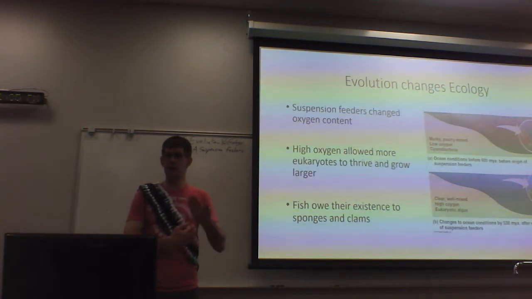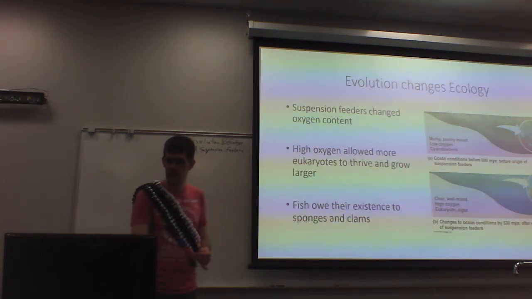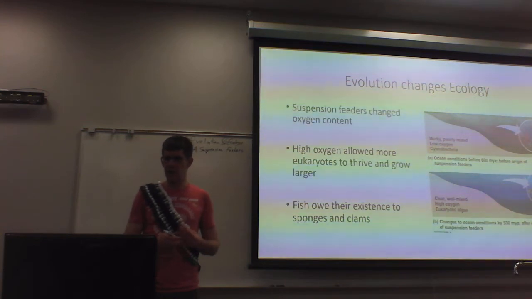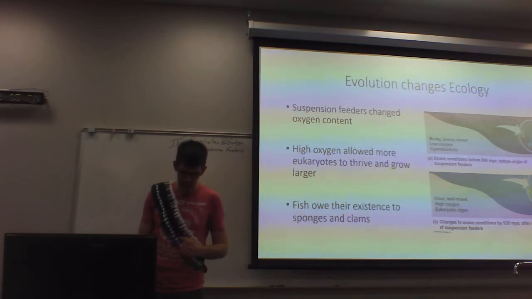And what that did was it reduced the amount of cyanobacteria present, and then new organisms could now inhabit those oceans, such as eukaryotic algae, because they're clear and well mixed oceans. So with higher oxygen content, you've got more eukaryotic algae, and later you could only get fish because there were suspension feeders such as sponges and clams.